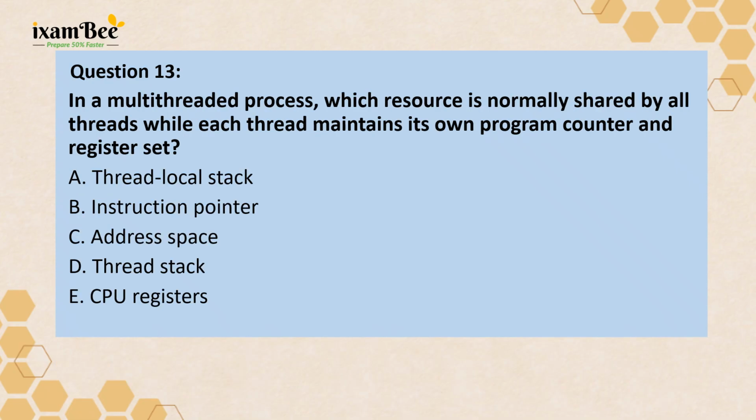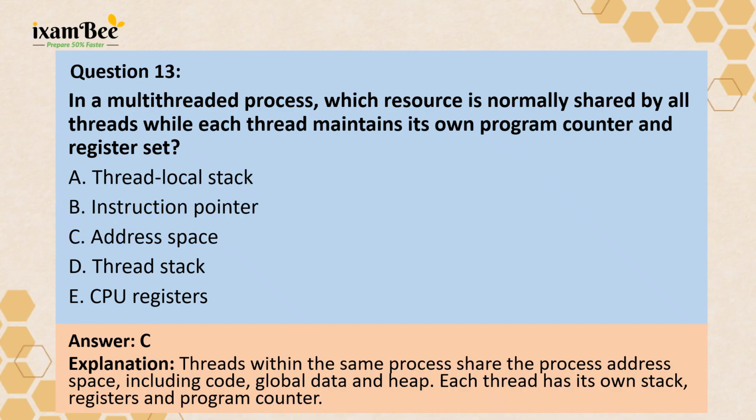In a multi-threaded process, which resource is normally shared by all threads, while each thread maintains its own program counter and register set? The correct answer here is option C, which is address space. Threads within the same process share the process address space, including code, global data, and heap. Each thread has its own stack, registers, and program counter.